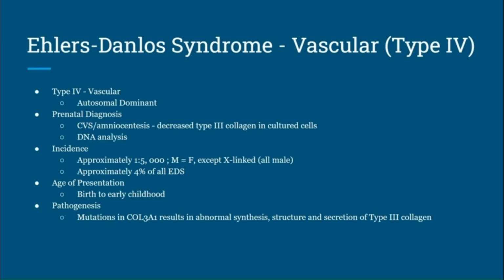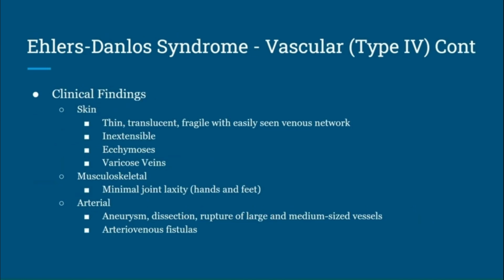Type 4 here, vascular, is considered to be autosomal dominant, and these all can be diagnosed through DNA analysis or CVS and amniocentesis. So that's just something to be aware of as well. But anyhow, type 4 is considered the vascular subset of Ehlers-Danlos, and the gene responsible is the collagen 3, specifically the collagen 3A1 gene. That obviously synthesizes and secretes collagen type 3 in a particular way.